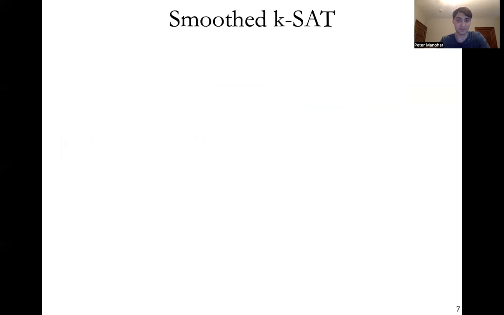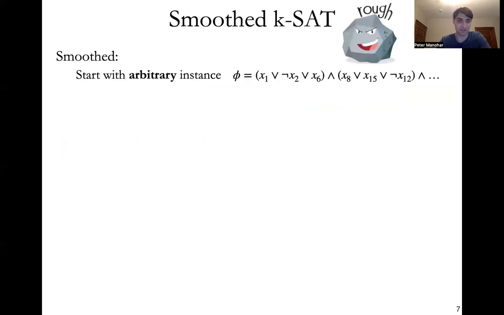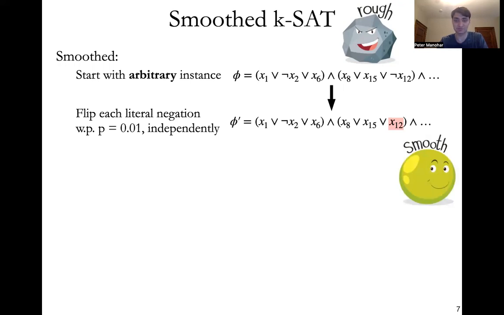So to do this, I have to define what a smoothed k-SAT instance is. A smooth instance is formed as follows. We first just start with an arbitrary instance, okay? And we will go through each literal negation and flip it with probability, say, p equals 1 over 100, independently. And p can be any small constant. So that's all we're going to do. And we could, for example, flip some of the literal negations here because p is kind of small. Only one negation got flipped, the one on x sub 12. And this produces our smooth instance.